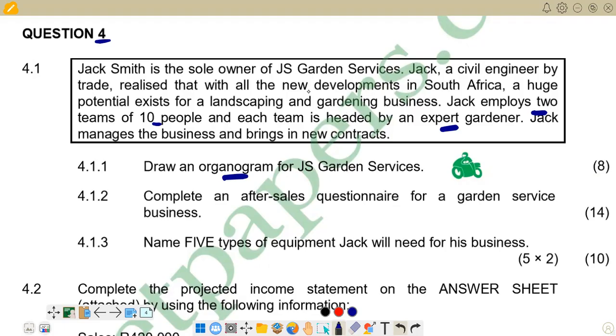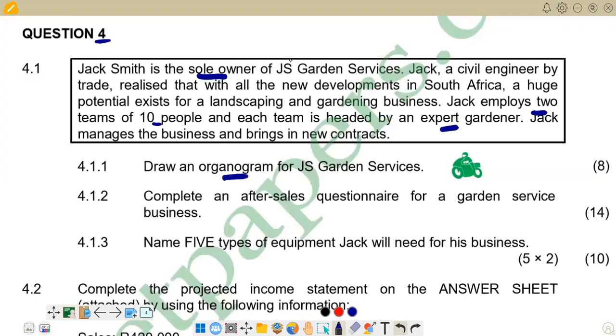So we are also told that this is a sole owner. So it means that the organogram that we are going to draw is an organogram of a sole trader, an entrepreneur who is running the business as one person. So very important to take note as we are now presenting that organogram.